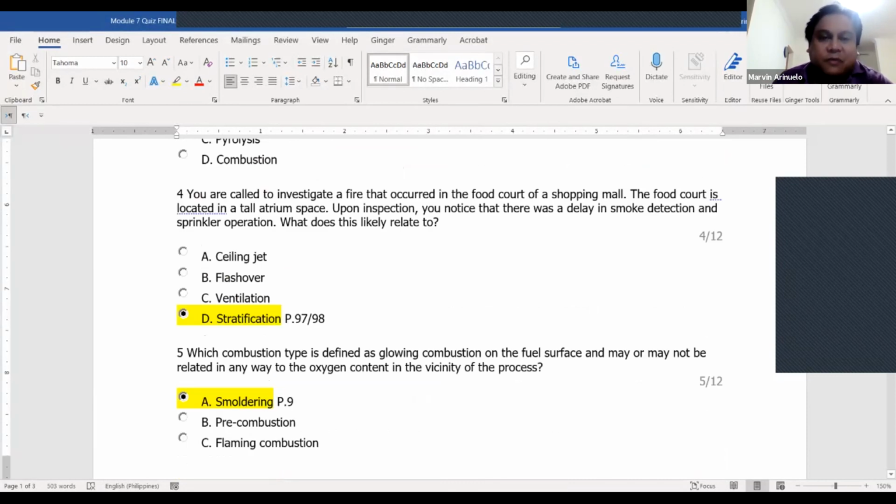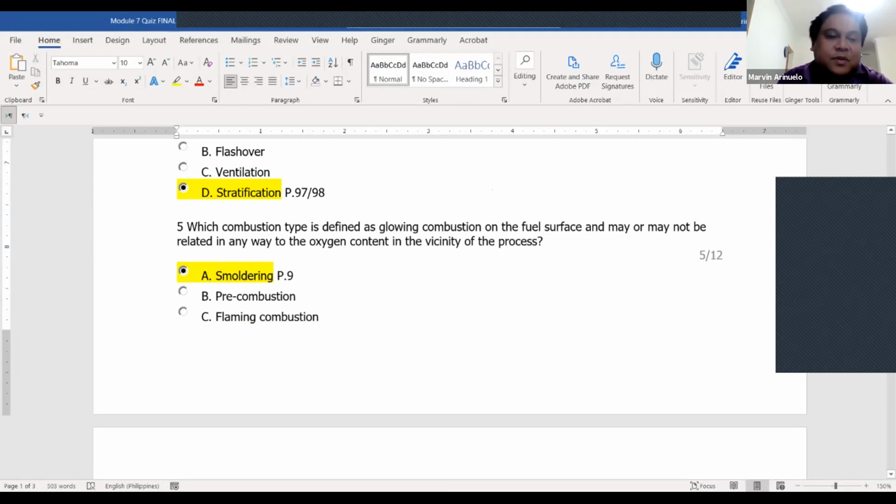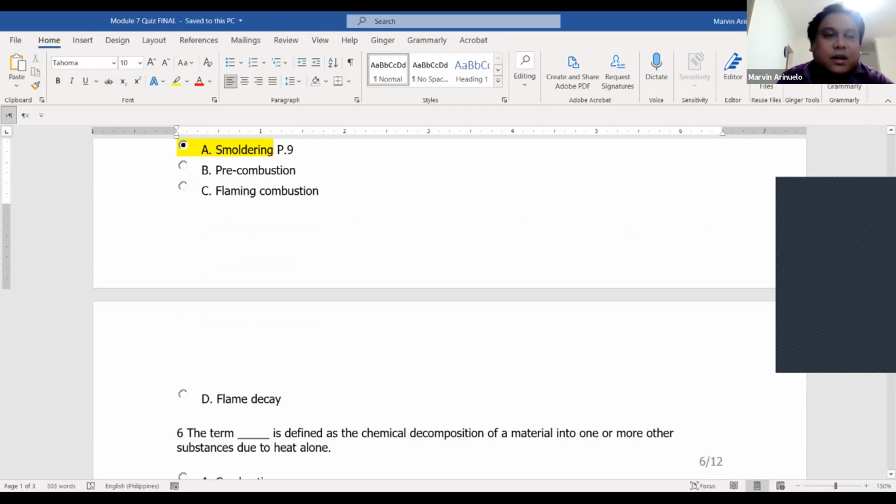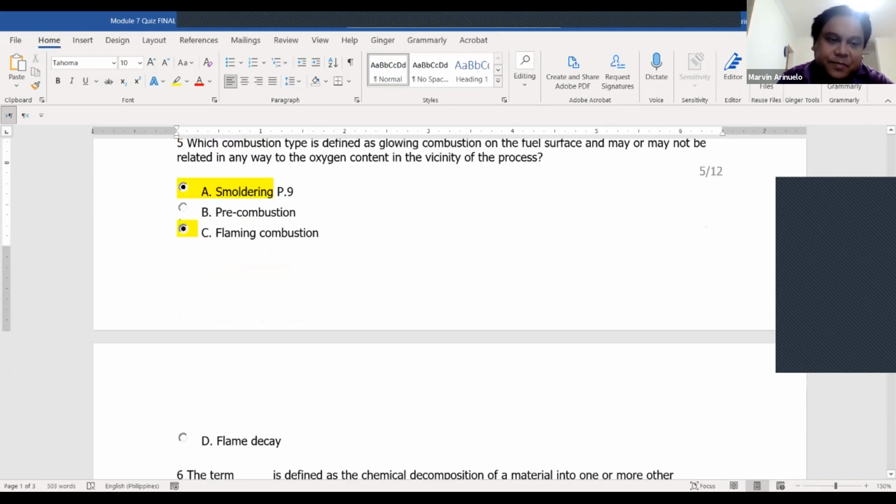You are called to investigate a fire that occurred in a food court of a shopping mall. The food court is located in a tall atrium. Upon inspection, you notice that there was a delay in the smoke detection and sprinkler operation because of stratification. Pages 97 to 98 of your handouts. Which combustion type is defined as glowing combustion on the fuel surface that may or may not be related to the oxygen content in the vicinity of the process? The answer is A, smoldering.